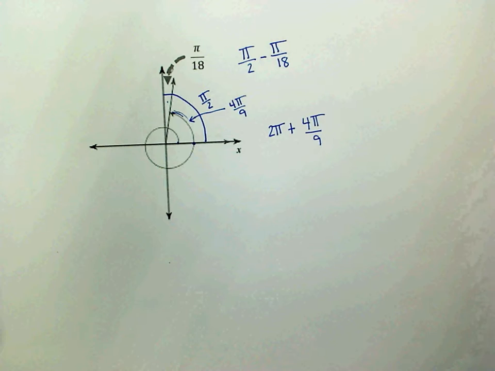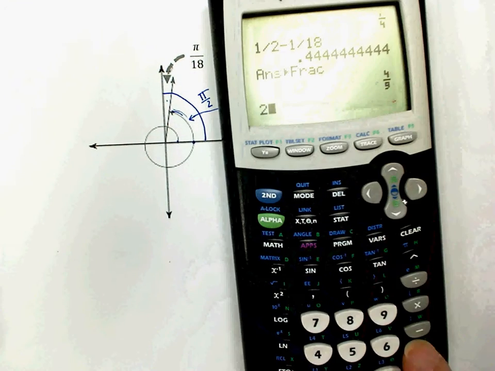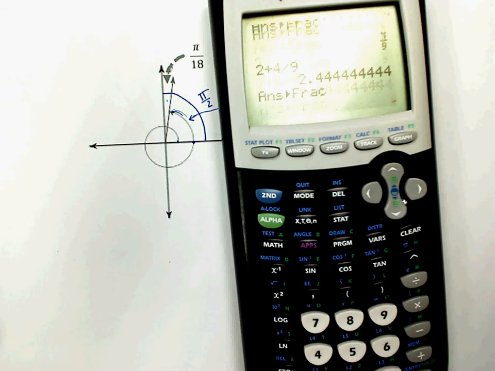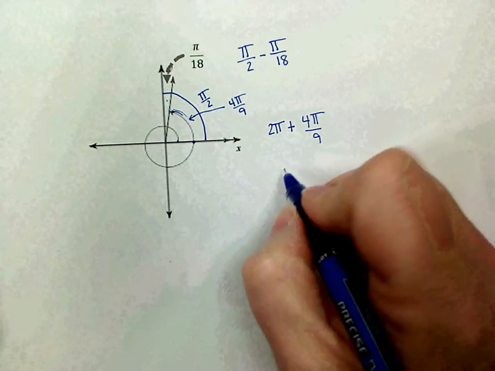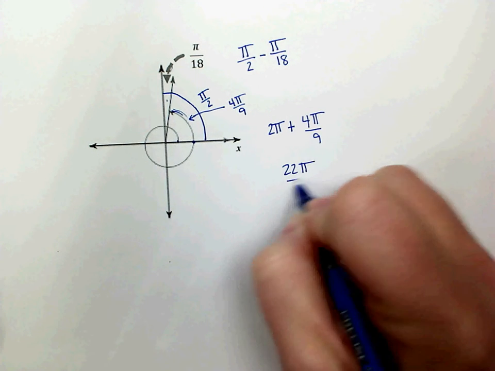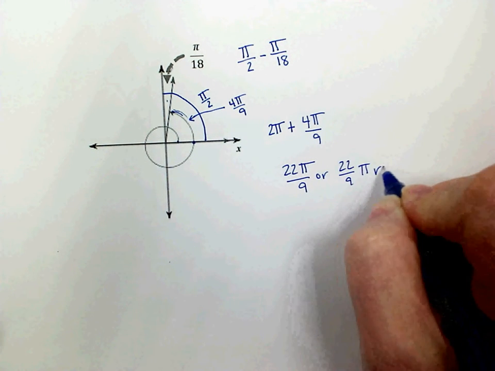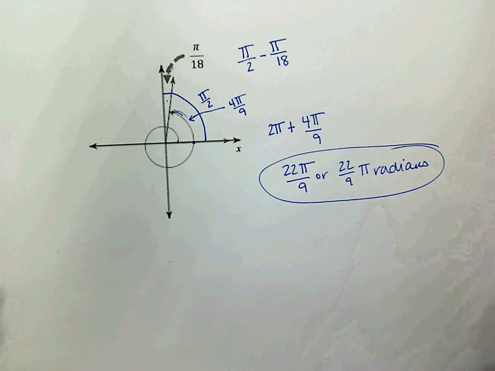So in my calculator, I'm just going to do 2 plus 4/9 and change that to a fraction, and I get 22/9. So my answer would be 22 pi over 9, or 22/9 pi radians. Either one of those is fine. All right, let's look at one more.